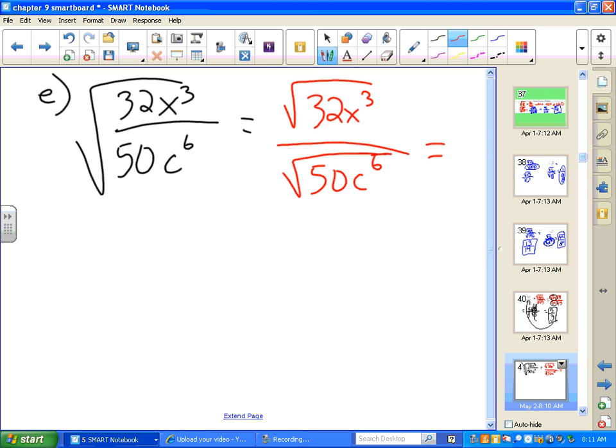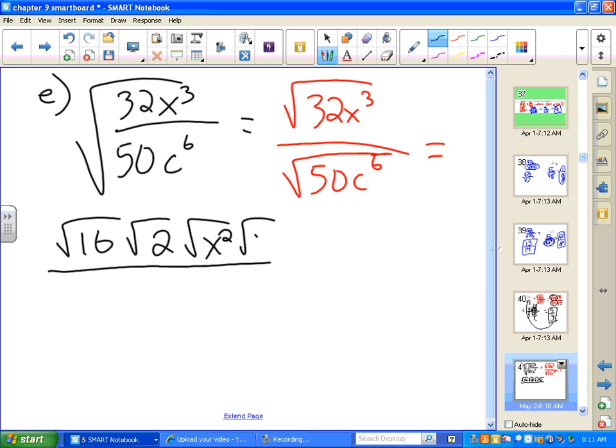Good. Square root of 16 and square root of 2. Emma H., what can we split x cubed up into? Good. X squared and x. So that's the top. Let's take care of the denominator. What can we change square root of 52? Emma M. Good. Square root of 25 and square root of 2.